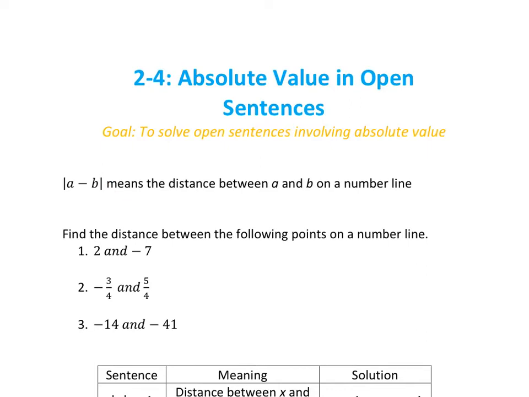Your general idea that you most likely have been taught already is that the definition of absolute value would be something like the distance between a number and 0. The absolute value of -3 is 3.